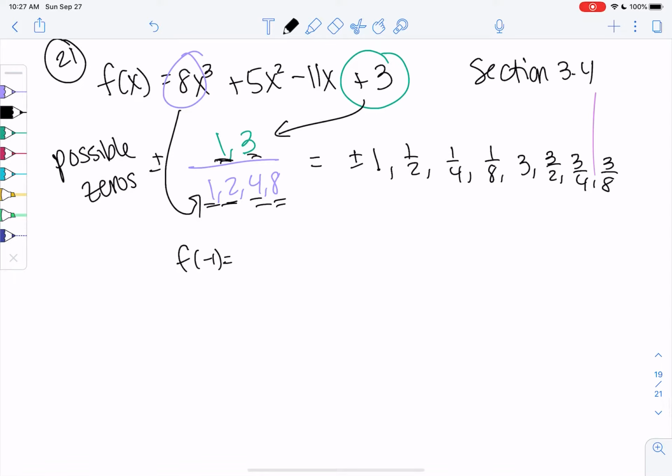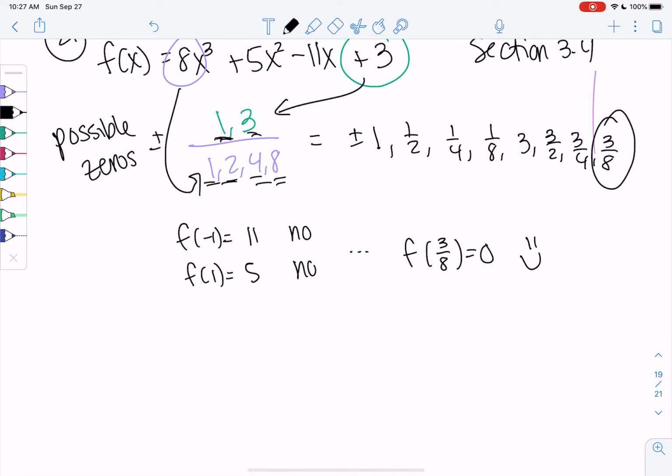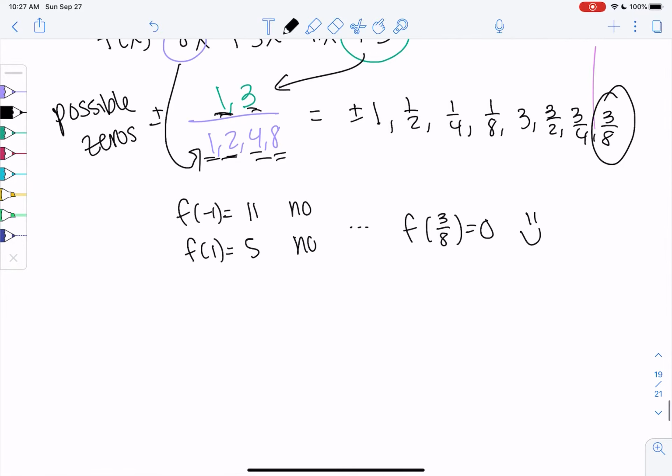F of -1, I get 11, so no. F of 1, and do this step fast. You can just plug in and check. No, and you'll try a bunch, and then eventually you'll plug in 3/8, and you'll get 0, so 3/8 is my 0, which, if I had gone in order, would have been my very last one. So it may take you a while to find it.